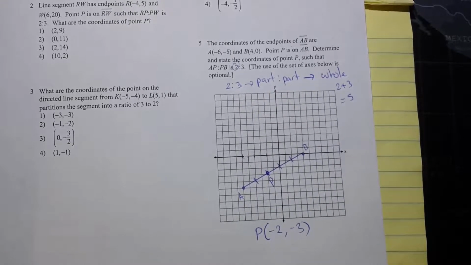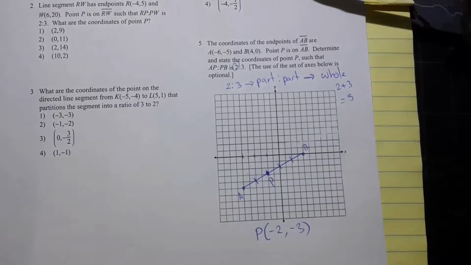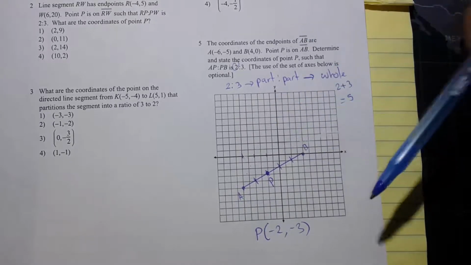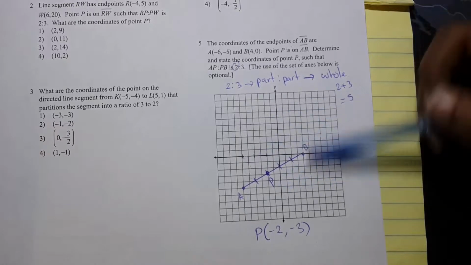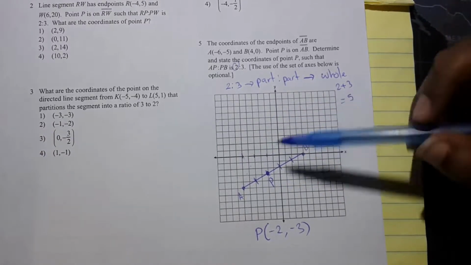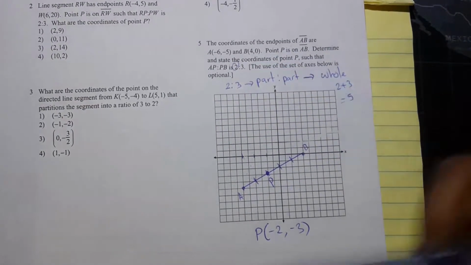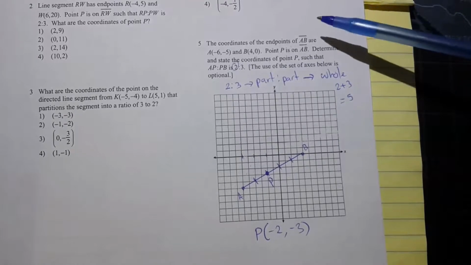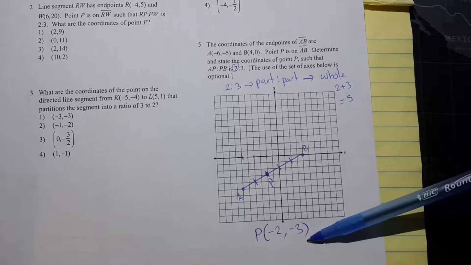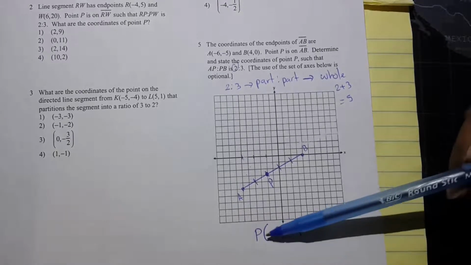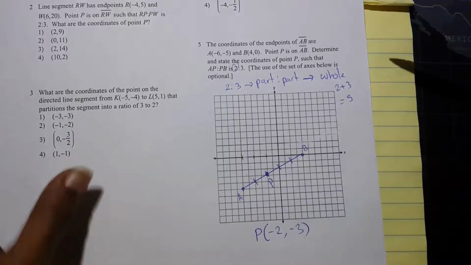Hey guys, this is a follow-up video to directed line segments. This video will be focusing on using an algebraic method versus just using the graph like we did in the previous video. So we're going to use the same question. I'm not going to reread it. You can go back to the first problem or pause the video to read it yourself. But let's keep in mind that the answer to this question is P negative 2 comma negative 3.